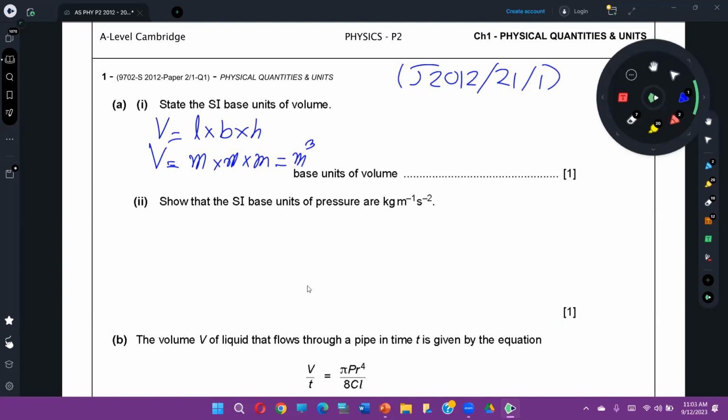Show that the SI base units of pressure are this. What is the formula for pressure by definition? Okay, start working with me. Pressure is equal to force upon area. What is the unit of force? Newton. And what is the unit of area?